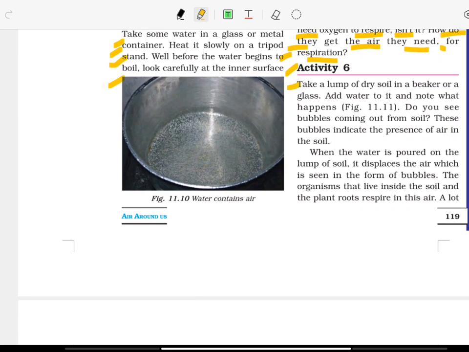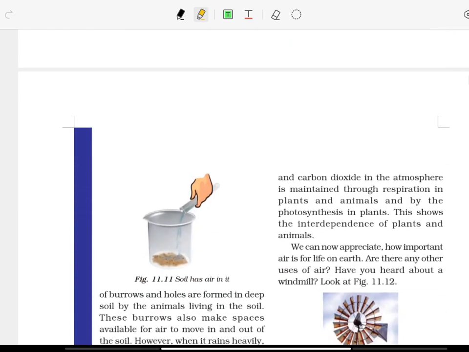Activity 6. Take a lump of dry soil in a beaker or a glass. Add water to it and note what happens. Do you see bubbles coming out from the soil? These bubbles indicate the presence of air in the soil. When the water is poured on the lump of soil, it displaces the air, which is seen in the form of bubbles. The organisms that live inside the soil and the plant roots respire in this air.